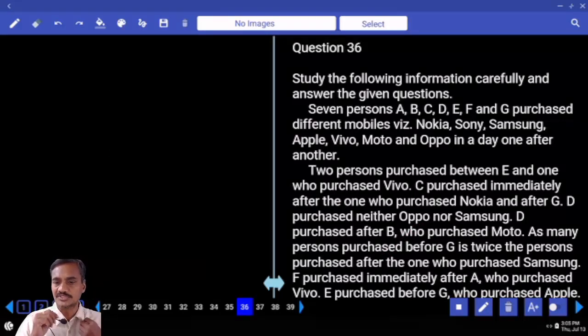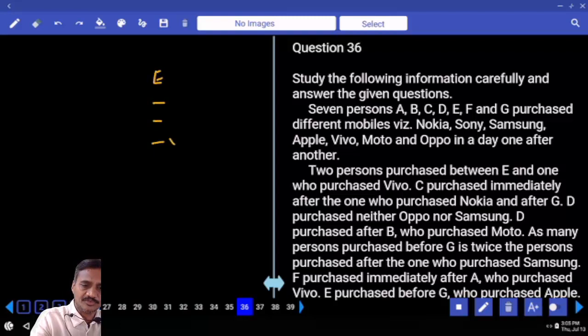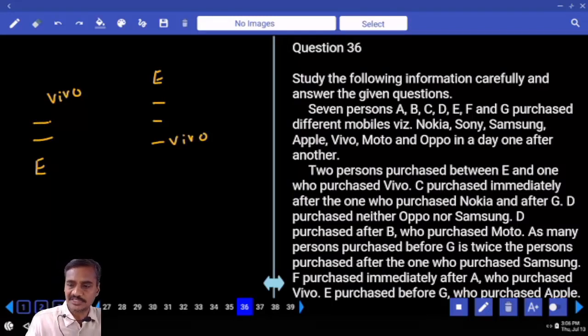Now 7 persons bought different articles, one after the other. And 2 persons between E and the one who purchased the Vivo. Now between E and the one who purchased the Vivo, how many people are there? 2 people. And E can be above or Vivo can be above. Now if Vivo is here, there are 2 persons between E and the one who purchased the Vivo. And C purchased immediately after the one who purchased Nokia.